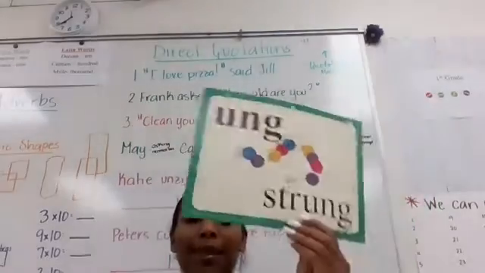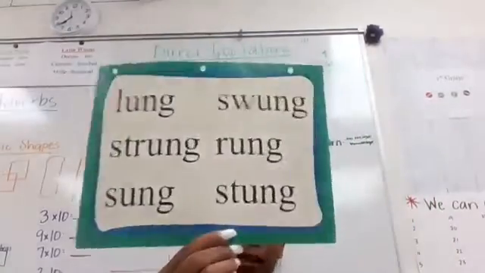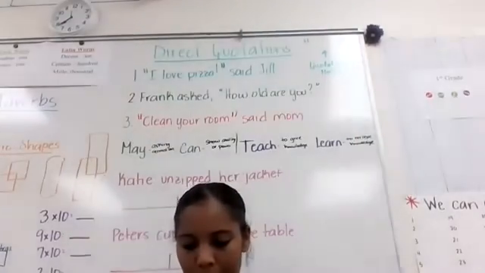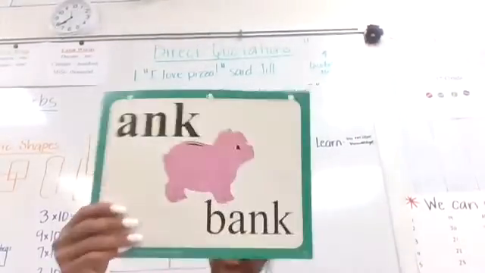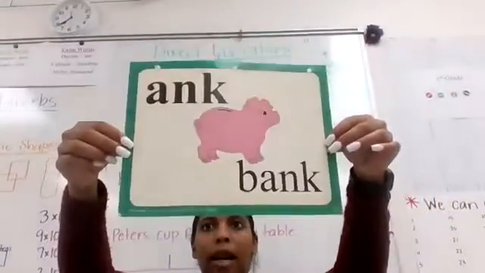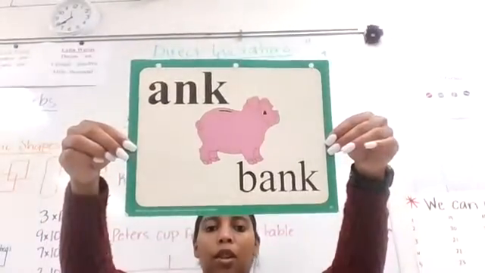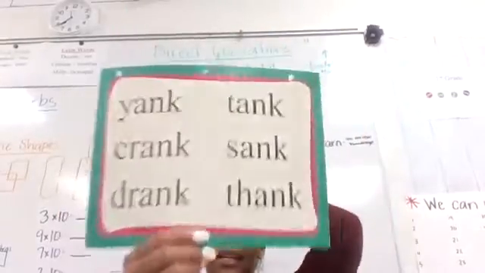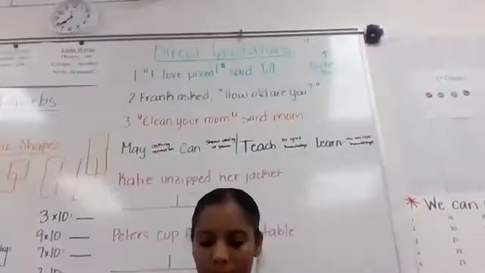If a bee lost his stinger, that means he did what? He stung someone. ANK says ank, like in bank. If you find a ship underwater, that means that it sank.